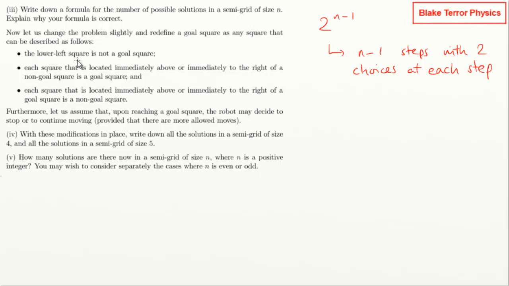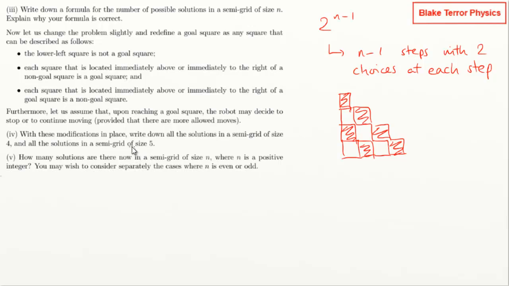Now let us change the problem slightly and redefine a goal square as any square that can be described as follows. A lower left square is not a goal square. Each square that is located immediately above or to the right of a non-goal square is a goal square. Each square that is located immediately above or immediately to the right of a goal square is a non-goal square. Right, so we're turning it into an actual checkerboard then. So we don't have a goal square there, and then those 2, because they're up and to the right of a non-goal square, will be goal squares. Then we're going to get another diagonal of non-goal squares. Then we'll get a whole load of goal squares coming in again. So we're turning it into a black versus white chessboard.